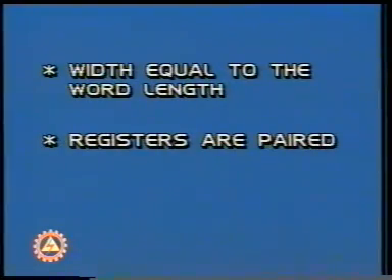General purpose registers store temporary data and address. Its main characteristics are: width of these registers are equal to the word length of the processor. Registers may be paired for storing address.